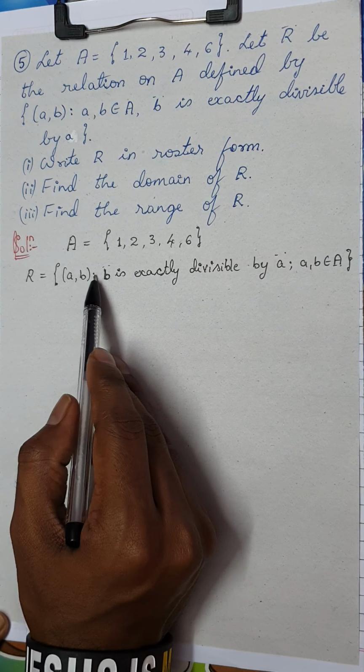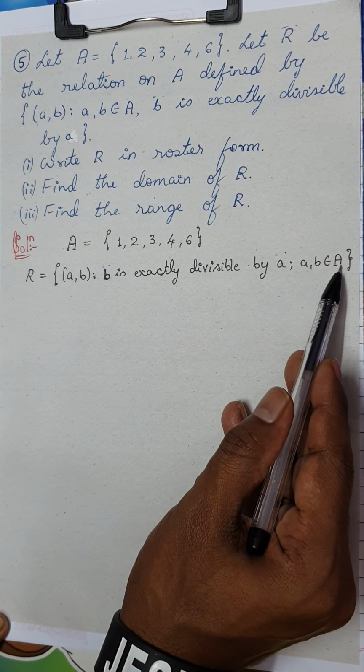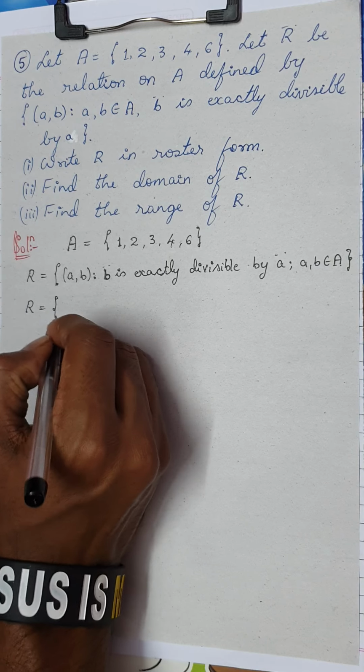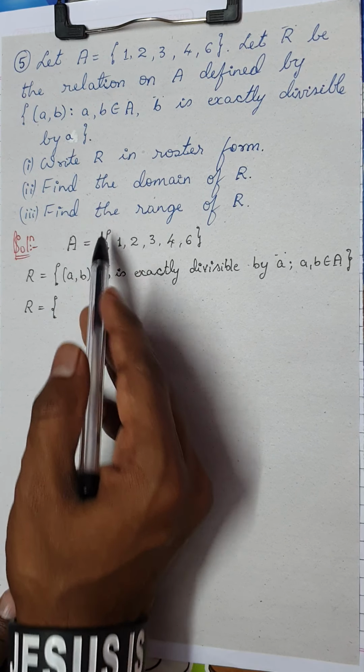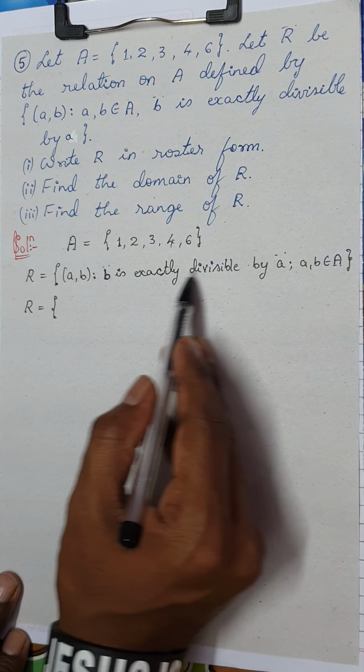R is equal to every (A, B) such that B is exactly divisible by A, where A and B belong to the set A. Please be careful how we are going to write the relation. If you know how to write the relation, then there is nothing to do with domain and range. You can easily do it by yourself. Now B should be exactly divisible by A.